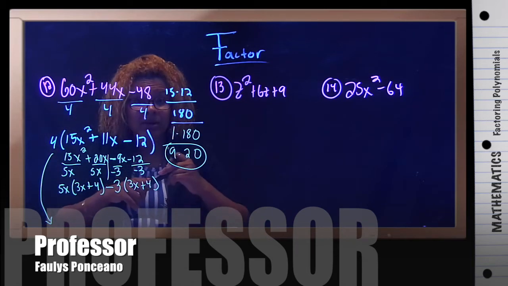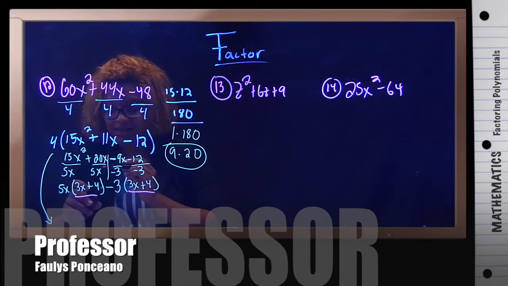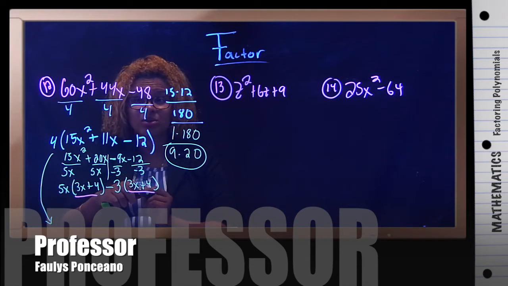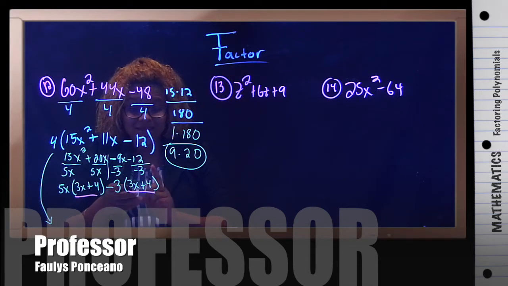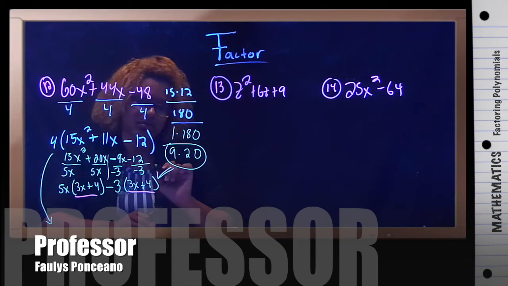The cool thing about the grouping is that if this right here and this right here are not the same, you have to go back and double check your work. But in this case, it is the same. Therefore, we get a check mark.